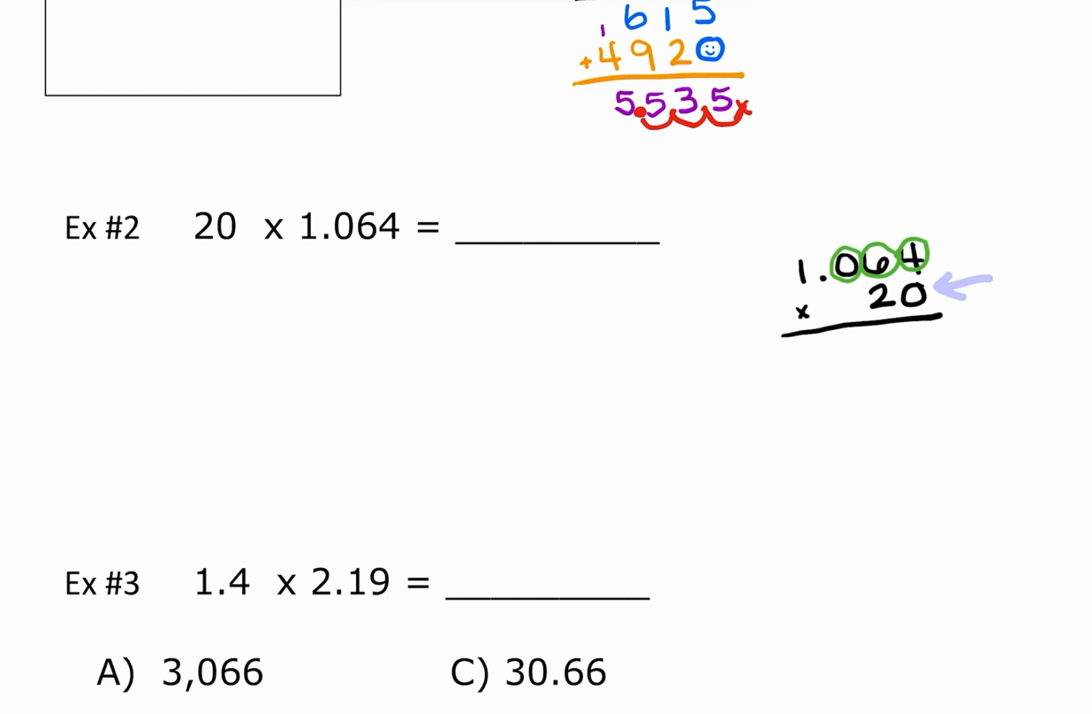Now, does my 20 have any numbers behind the decimal? No, it doesn't have any decimals at all. So my answer is just going to have 3 hops again, and I'm going to draw that 3 over there so I don't forget it. And now we're just going to multiply like normal. So 0 times 4, 0 times 6, 0 times 0, 0 times 1. A row of zeros, it's fine. We need it. We can't just ignore it.